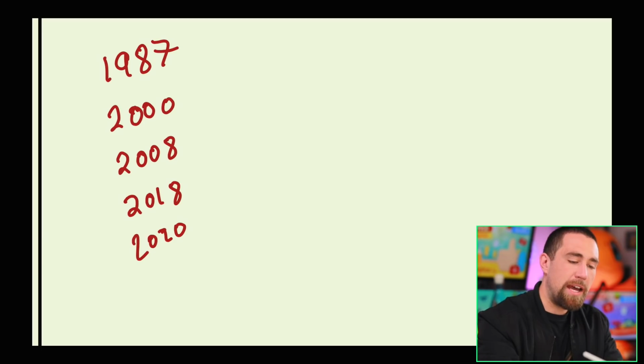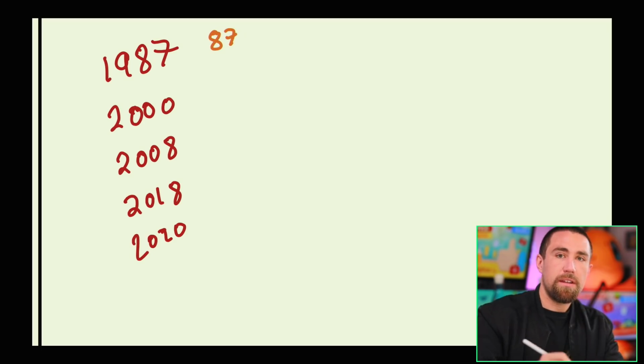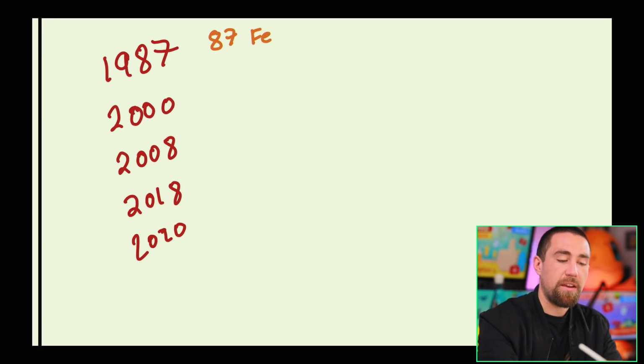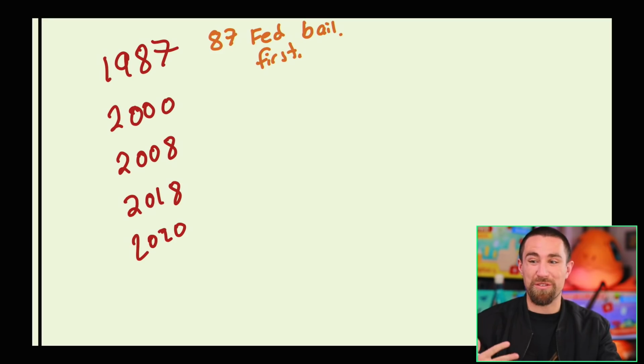The stock market bottomed in 87 because the Federal Reserve came out and said, hey, we'll bail you out. Don't worry. This was the first time the Fed did that. Usually it was Congress that would sort of have to bail markets out. This was really the first time.